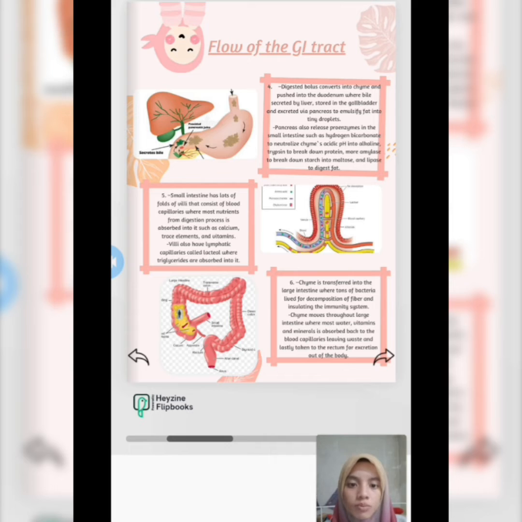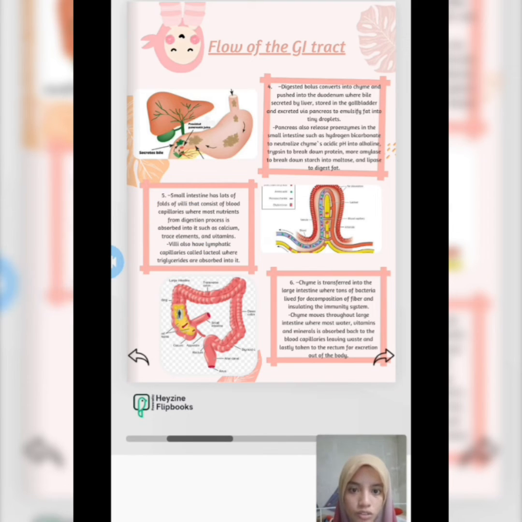The pancreas also secretes pancreatic juice that consists of hydrogen bicarbonate that neutralizes chyle from acidic form into alkaline, trypsin that breaks down polypeptides into peptides, more amylase to convert polysaccharides into monosaccharides, and lipase that frees up fatty acids from the triglycerides. So basically, in the small intestine, most of the major compounds will be digested into their simplest form, where carbohydrates will convert into monosaccharides, proteins into peptides, which is similar to amino acids, and lipids will turn into free fatty acids and glycerides.